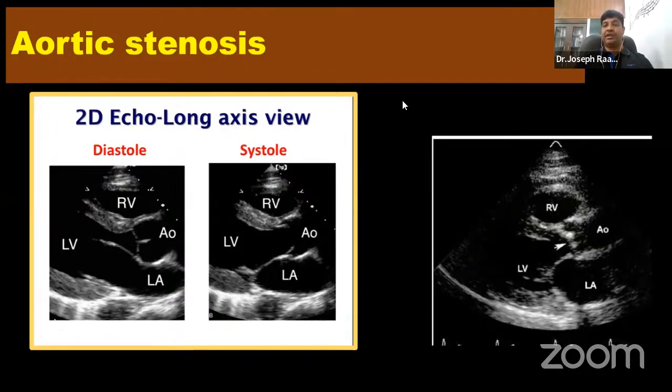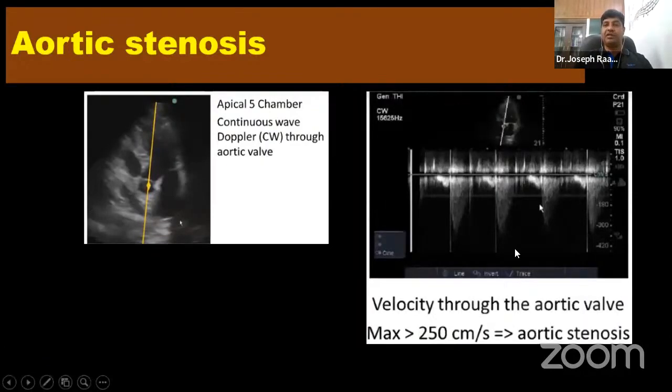But at the same time, if you get a valve like this in the plax view, with a thickened valve, that should raise a suspicion that this is a calcified aortic valve. That should raise a suspicion whether there is a possibility that this patient has aortic stenosis or not. So how are we going to do this? For this, you need to do a simple Doppler study. Nothing but we get an apical 5-chamber view.